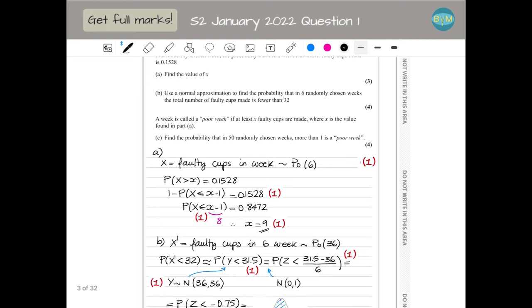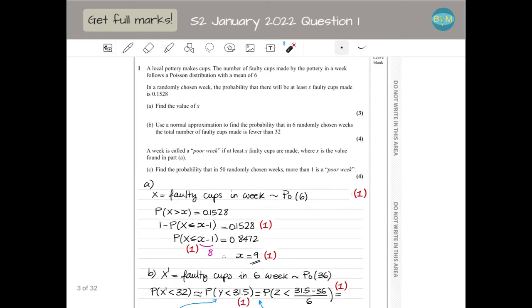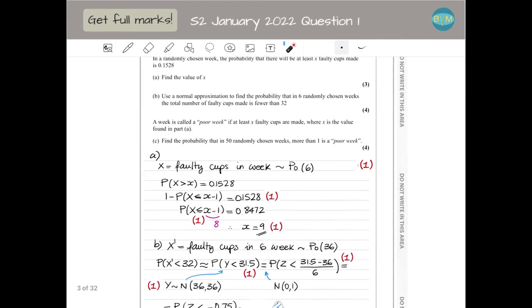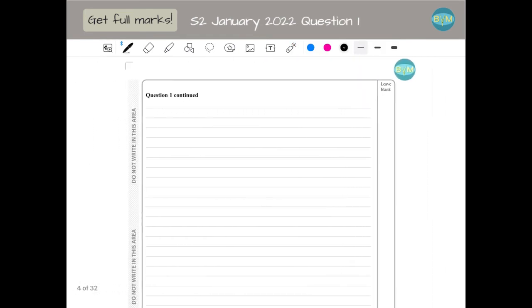And for C, they say a week is called poor week if at least X faulty caps are made, where X is the value found in part A, so this value X. Find the probability that in 50 randomly chosen weeks, more than one is poor week. We have 50 weeks, we have a probability of success, and we are finding a probability, so this sounds like a binomial. So let's say that W is number of poor weeks in 50.